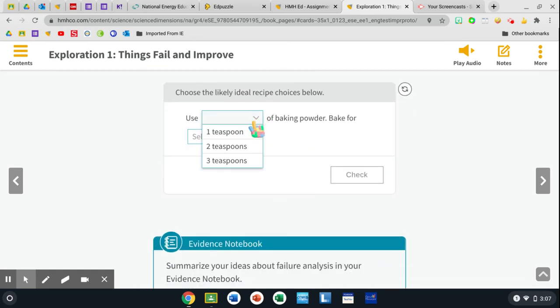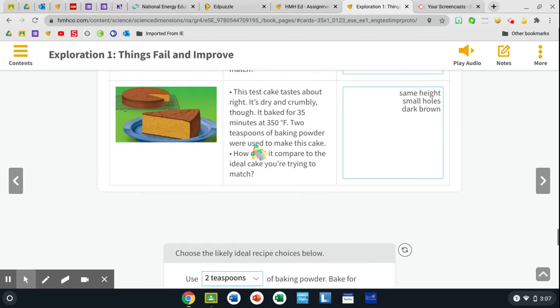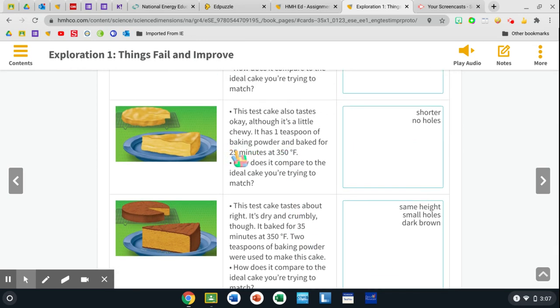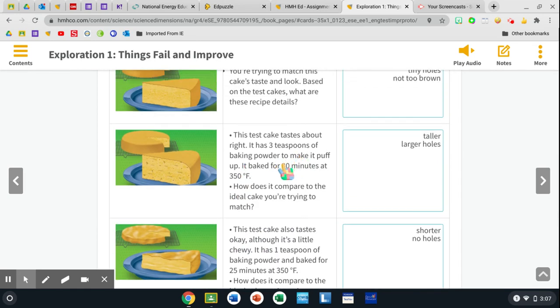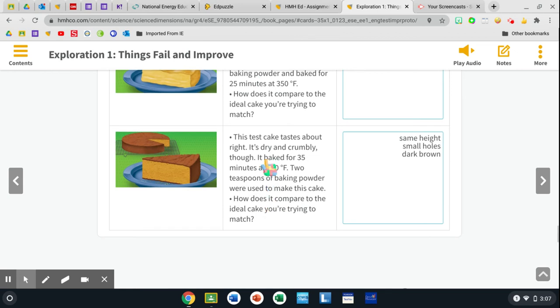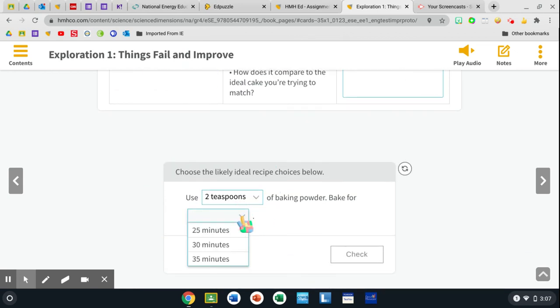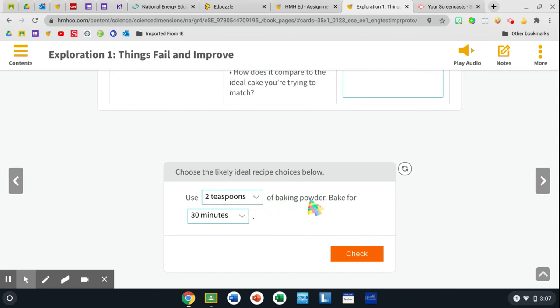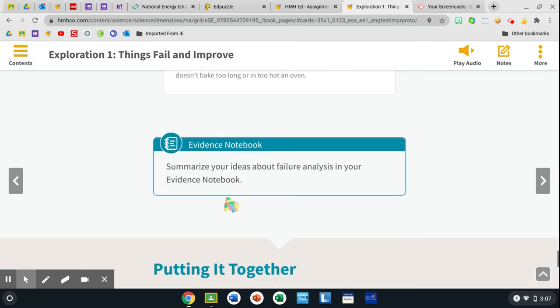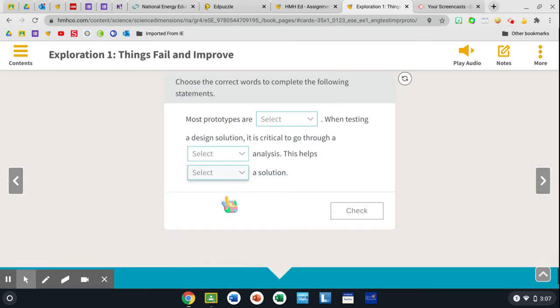So I like that height. And they're going to bake for blank minutes. 35 is too much. 25 was not enough. And 30 baked it all the way through. It wasn't too doughy, wasn't chewy, and it wasn't dry and crumbly. So I'm going to say 30 minutes would be the best. So 2 teaspoons of baking powder for 30 minutes. And we got it right. So let's go on down. We're going to put it together.